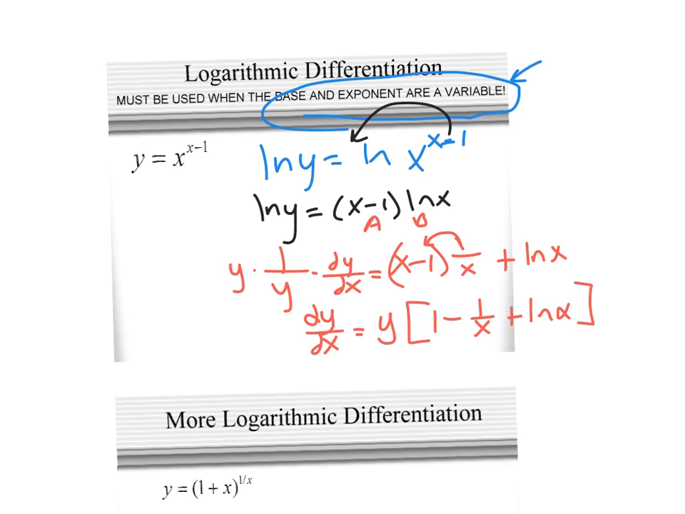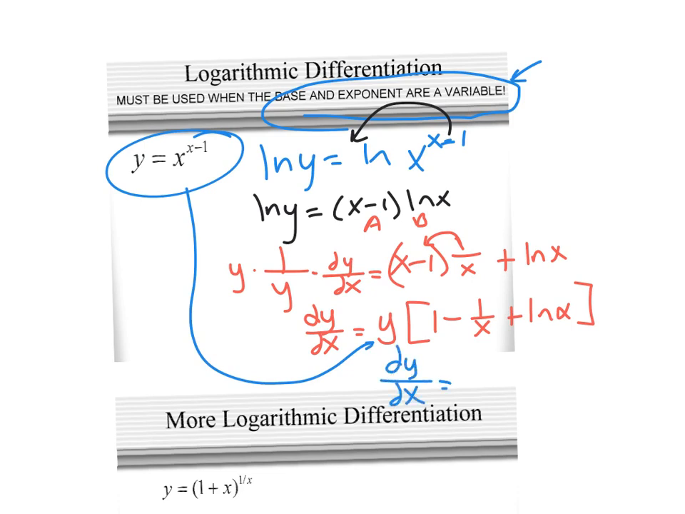Okay, your last step is going to be to sub back in what y is, like we're used to doing, but some people forget to do this part. So it's really x to the x minus 1 times 1 minus this. That's it. And there's not a whole lot you can do.